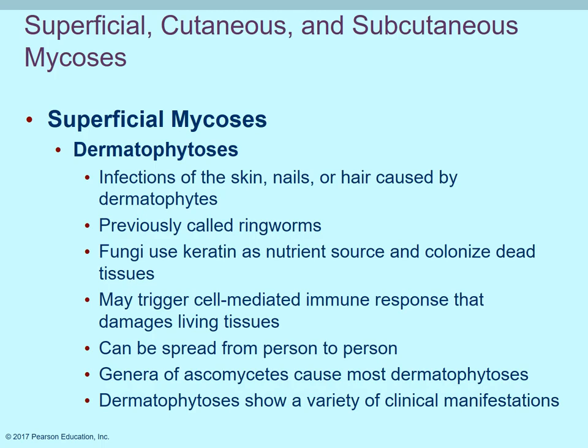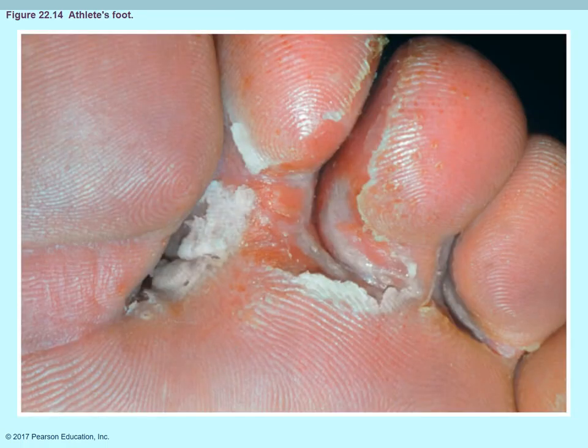Some of these fungi, we refer to them as dermatophytes, can infect the skin, hair, or nails. It's what often used to be referred to as ringworm. It can trigger a type of cell-mediated immune response that then is going to cause additional damage to your tissues. It can be spread from person to person. An example of this is athlete's foot, as seen here.